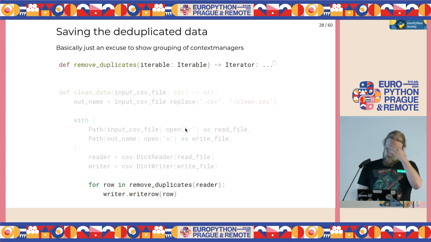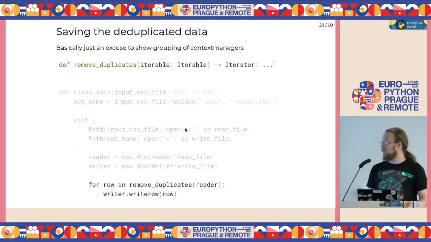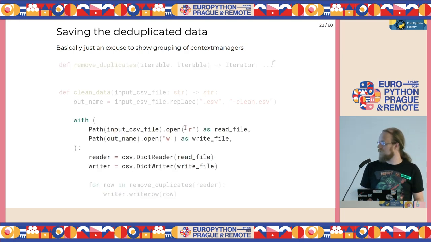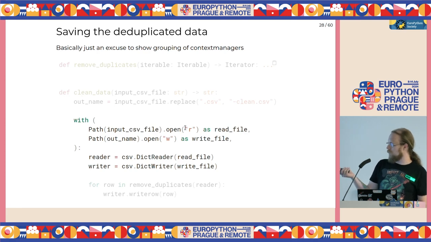Okay, this is more, to be honest, I'm always honest, an excuse to show you a grouping of context managers, because I think it's a feature more people could use because of the nesting. I don't like it if the code gets too nested, and in this case, just if you didn't know it yet, you can put multiple context managers.